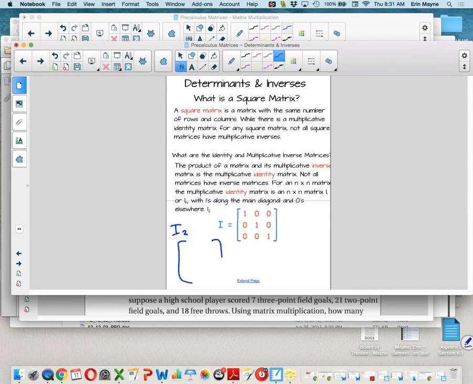If there is just a 2 by 2, it's going to look like this: 1, 0, 0, 1. The diagonals are 1s. The rest are zeros. And once we start doing this, it'll make more sense. And then here is an identity matrix for a 3 by 3. Again, the diagonal is all 1s. All the rest is zeros.